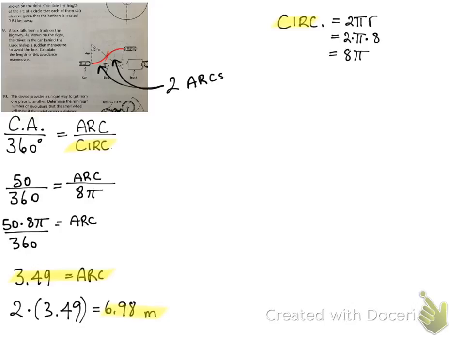Cross multiply, and we get that the arc length is 3.49 meters. But there are two identical arcs, so I multiply by 2 to get a total length of 6.98 meters. And the problem is done.